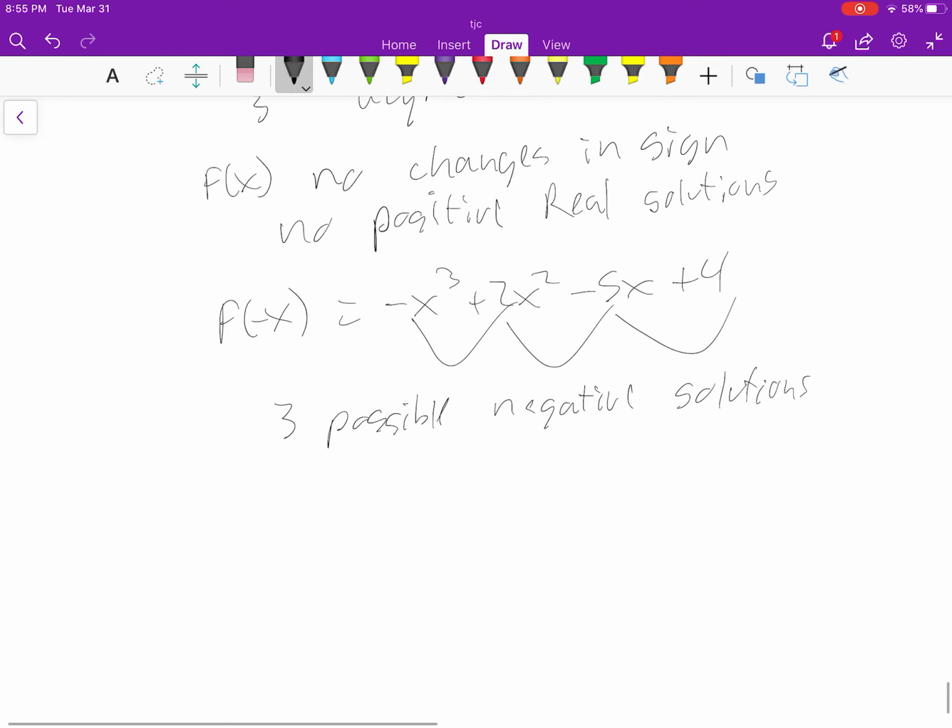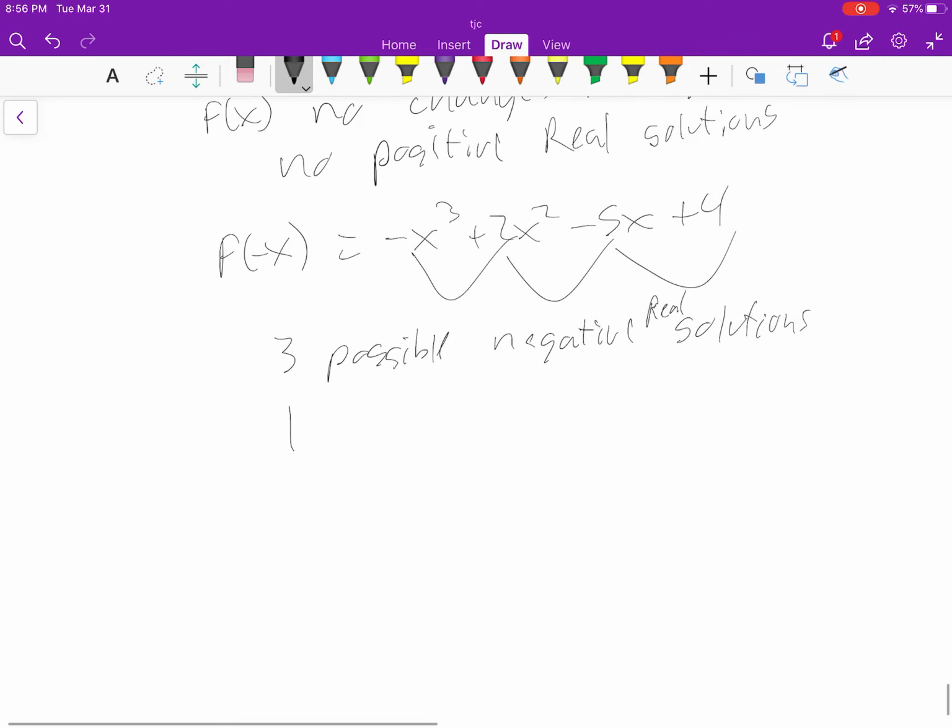Or if we don't have 3, we're going to have 1, because that's 2 less than 3. So we'll either have 3 negative real solutions or 1 negative real solution.